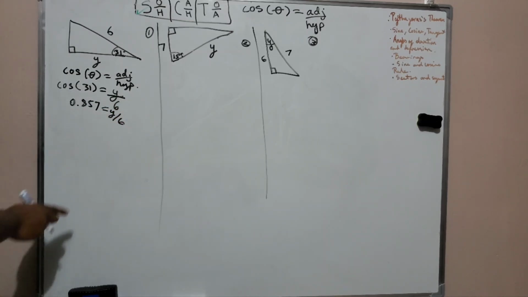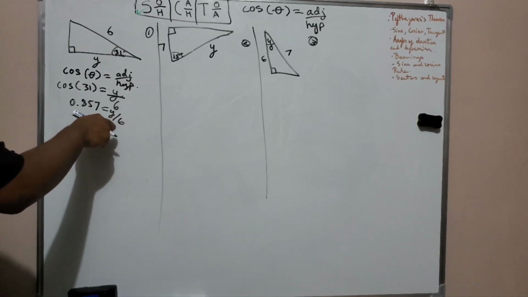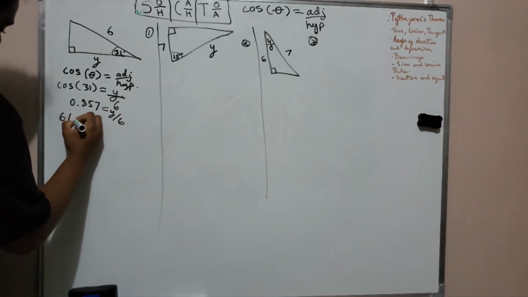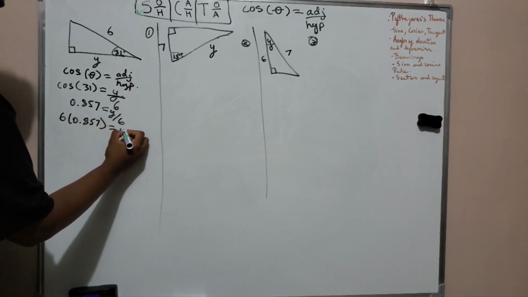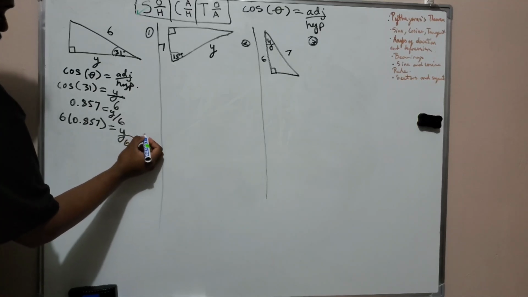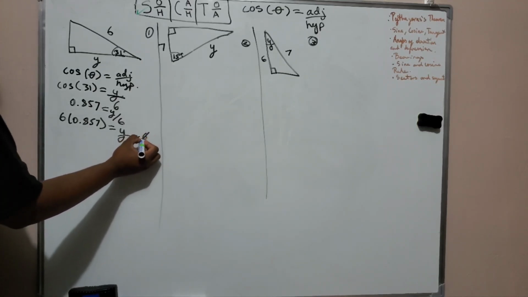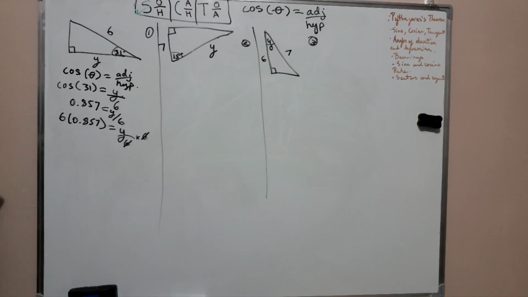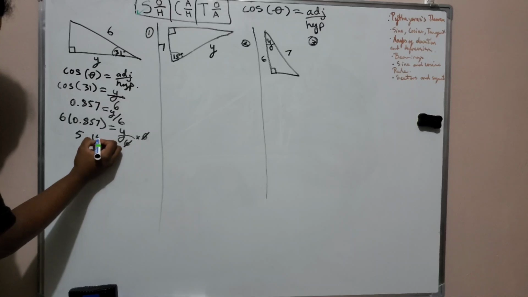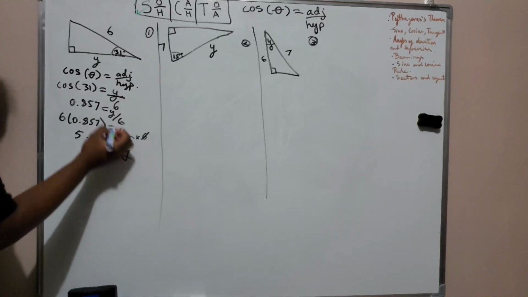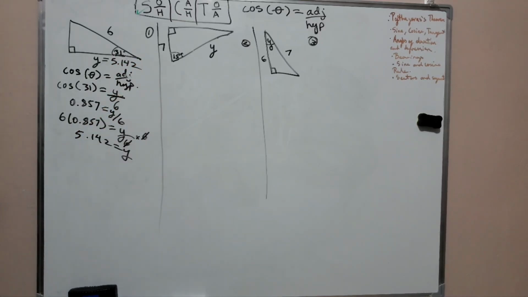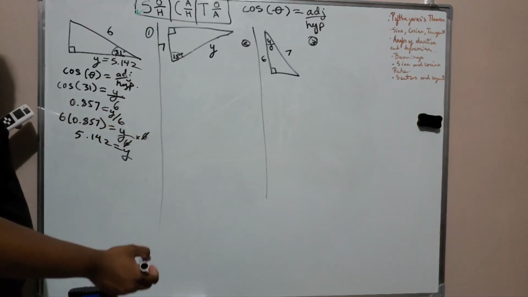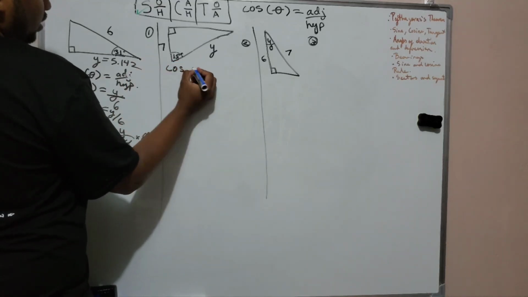Now to get y alone, we multiply throughout by 6, since it's divided by 6 on this side, so we get 6 times 0.857 is equal to y over 6 multiplied by 6. Both of these 6's will cancel, and 6 multiplied by 0.857 is equal to 5.142, which is equal to y. So we solve for y here, which is 5.142.